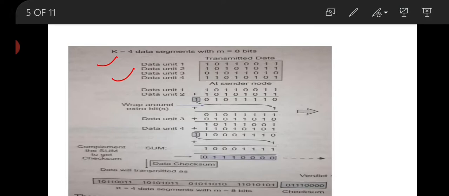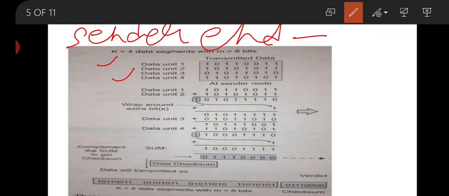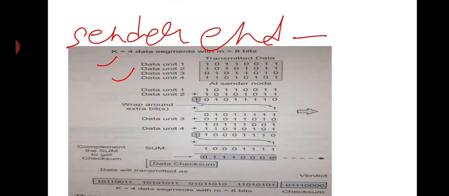This is the, sorry, this is the sender end. This mechanism is at the sender end. First, data unit 1 and data unit 2 are going to be summed up. Now we have the sum and we wrap around the extra bit. Now see what this is.